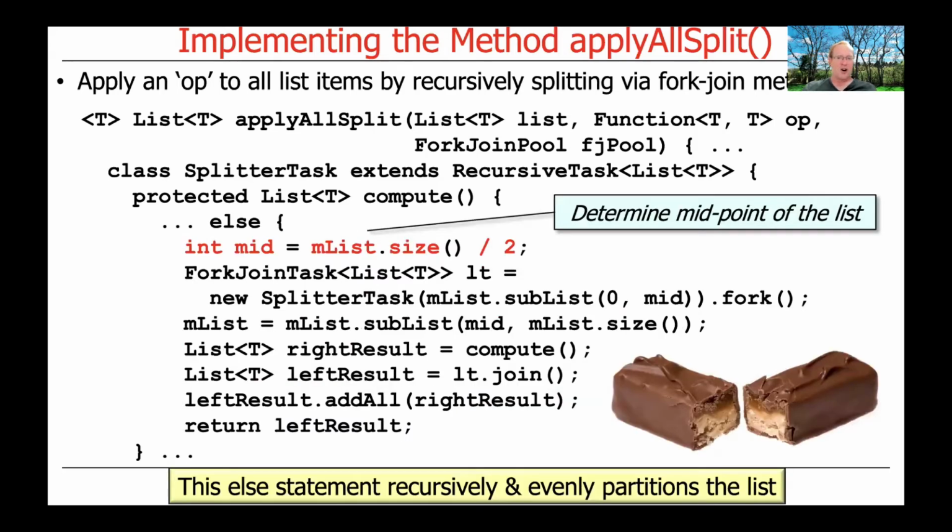Here's the other part of our recursive compute algorithm. First thing we do is we determine the midpoint in the list, which is very easy because we just take the size of the list and divide it by 2. Nothing could be easier than that. That's our midpoint. And then we're going to recursively and evenly partition the list, kind of like snapping a candy bar in half, if you will, to be fair, to have equal size for everybody.